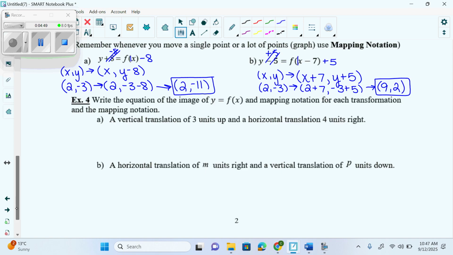So for this one here, it says, write the equation of the image of y equals f of x. So I want the equation with the f and the mapping for each of these transformations. So try it out. I want the equation and mapping from the words. Go.